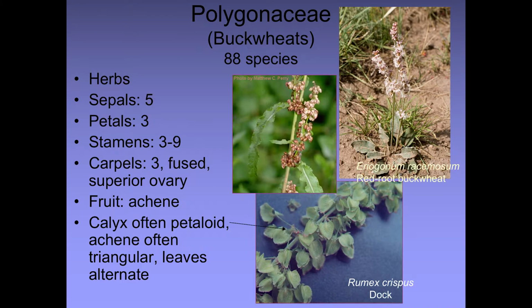Polygonaceae, buckwheats, 88 species. I'm going to suggest you come next month, when Bob Pennington, who's the owner of Agua Fria Nursery and a founder of the Eriogonum Society, will be here. Eriogonum is the genus of our native buckwheats. Bob's going to give a whole evening's talk on just the Eriogonum species. This is the red root buckwheat, the most common we have around here. So I'm going to make you come back.